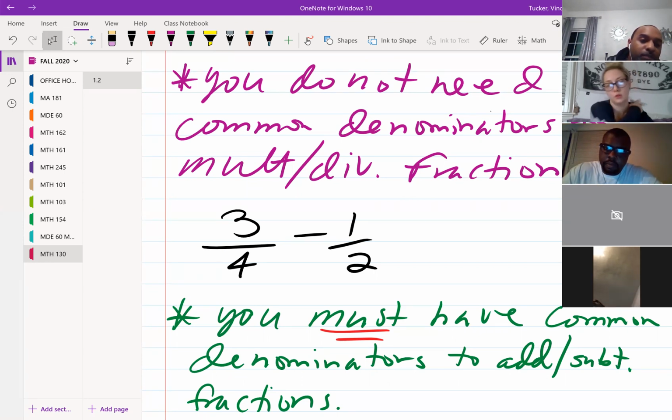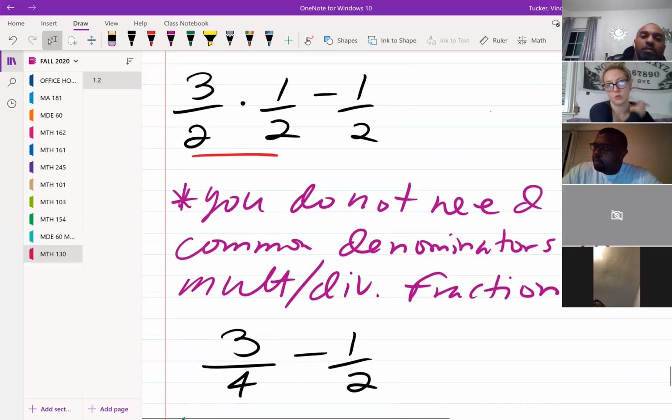Can you just go up to the original problem real quick? I just wasn't able to copy it down. Not a problem.